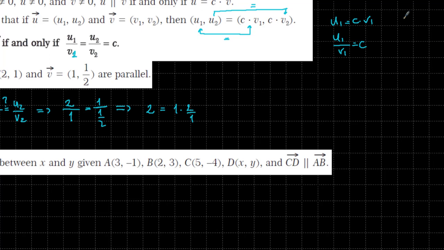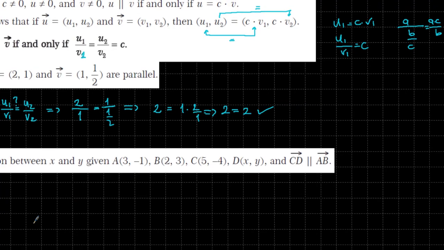I can easily explain it like this. As you know, a over b over c is equal to a times c over b normally, then ac over b, which is equal to, here 2 is equal to 2, which means the c value also becomes 2. Okay, so these two vectors are parallel, so parallel vectors.